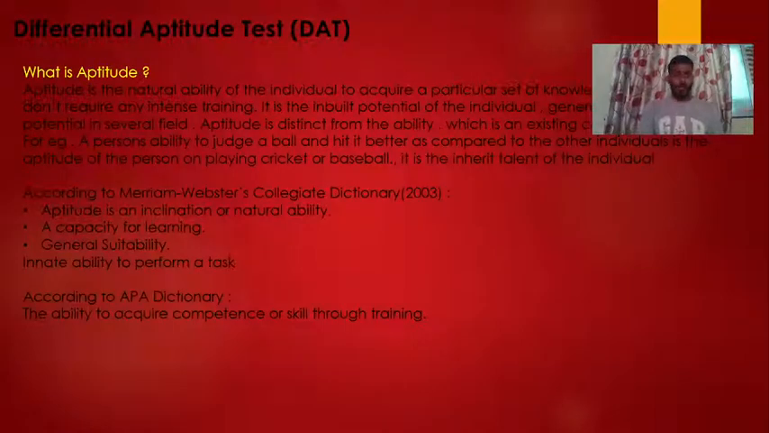What is aptitude? Aptitude is the natural ability of the individual to acquire a particular set of knowledge or skills. According to Merriam-Webster's Collegiate Dictionary, aptitude is an inclination or natural ability, a capacity for learning, and general susceptibility. According to the American Psychiatric Association Dictionary, the ability to acquire competence or skill through training is aptitude.